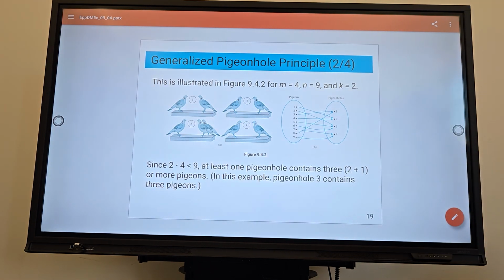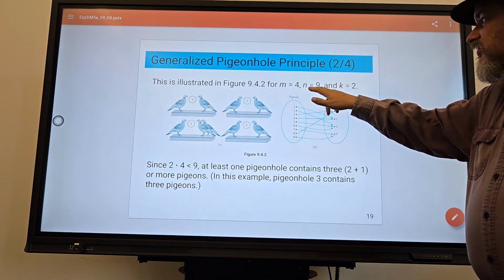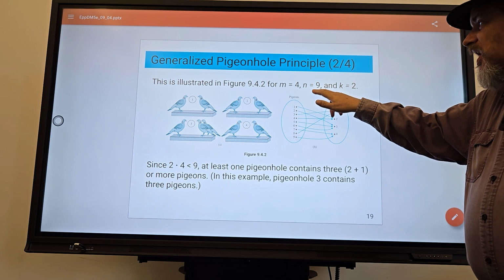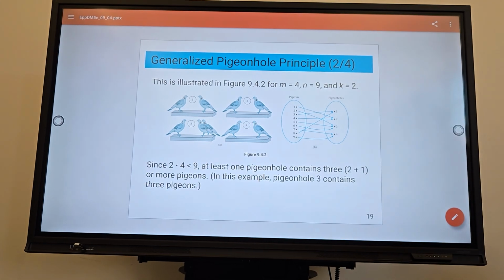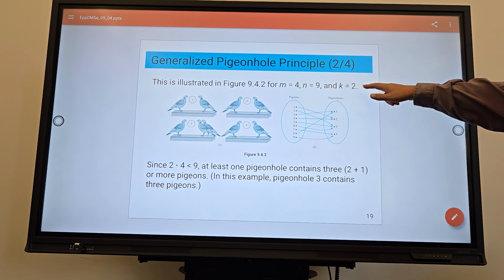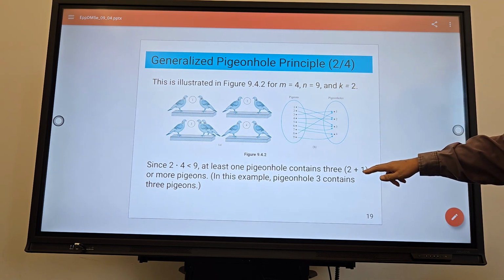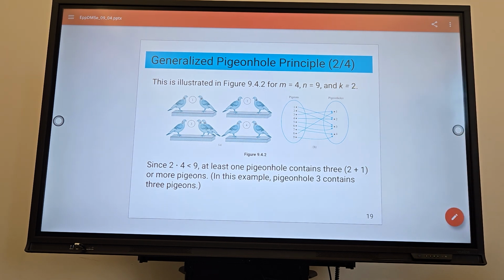This is illustrated in figure 9.4.2. M equals 4, n equals 9. K equals 2 because 2 times 4 is less than 9. At least one pigeonhole contains 3, or 2 plus 1, or more pigeons.